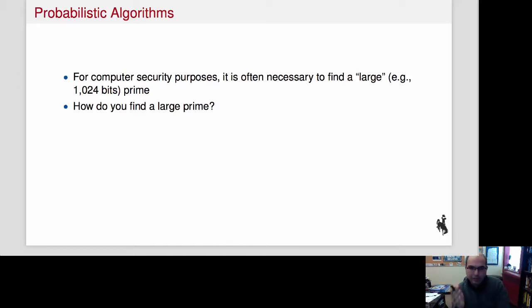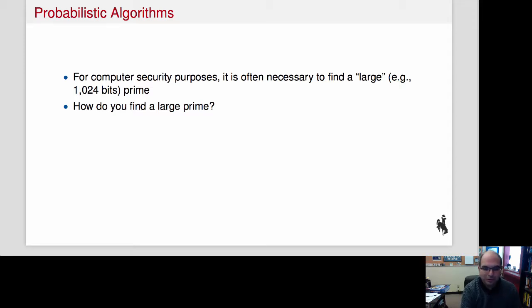Okay, here's another reason why we use probability. Okay, and again, this is probabilistic algorithms. These are algorithms that are going to work most of the time. Okay, so here is a problem that's very practical. It's used in computer security all the time.